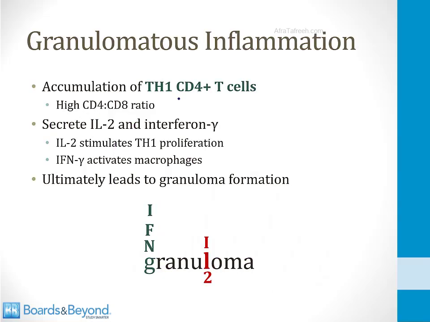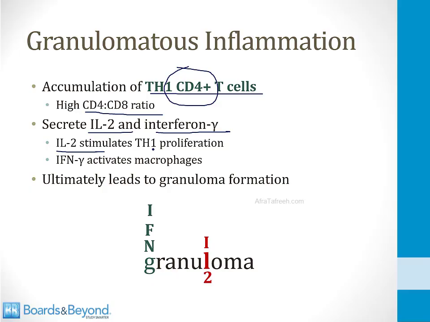The type of T cells that are usually involved in granulomatous inflammation are Th1 CD4 positive T cells. In scientific journals and in textbooks, you will sometimes see it written that there is a high CD4 to CD8 ratio, and what this means is there's lots of CD4 positive Th1 helper cells. In addition, there are two cytokines that are key to granulomatous inflammation, and you need to know these for Step 1. The first one is IL-2, and the second one is interferon gamma.